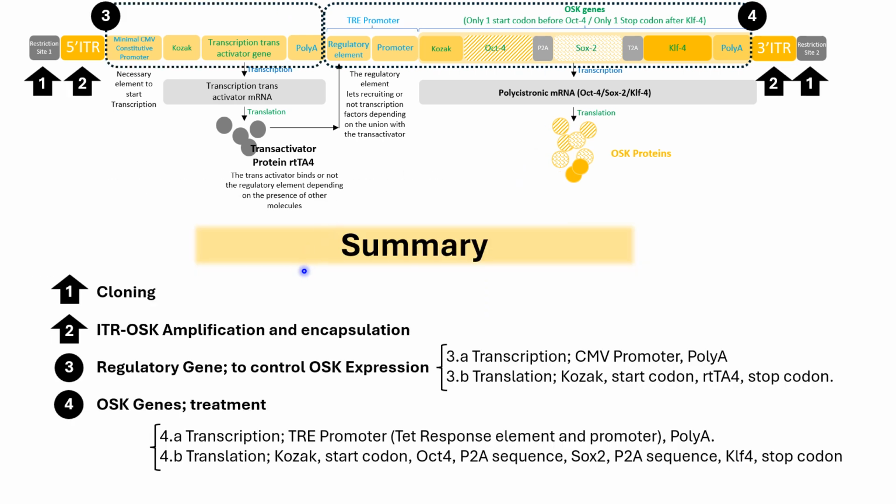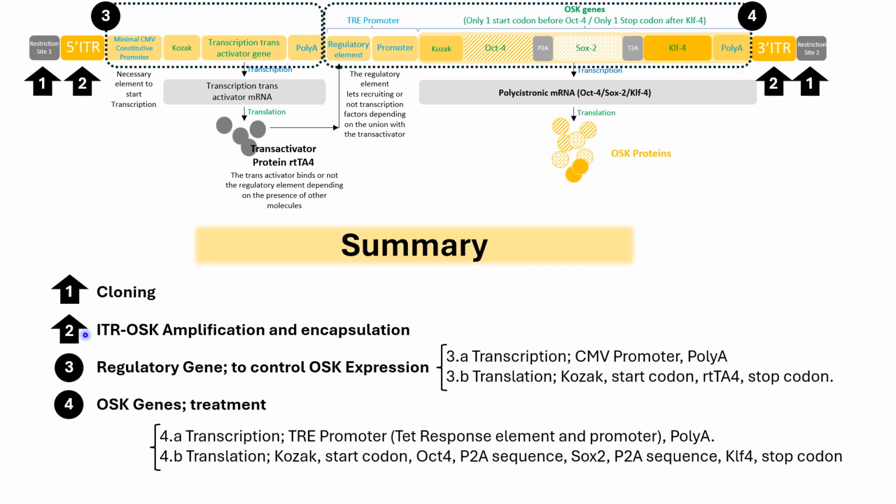No bye-bye yet, because we have a nice summary here before saying bye-bye. This is a nice summary of what we have just seen. Let's remember what we have just seen. In the design of this DNA, we have first restriction site 1 and restriction site 2. These two sequences are necessary for cloning, that is, to insert the DNA inside the plasmid.